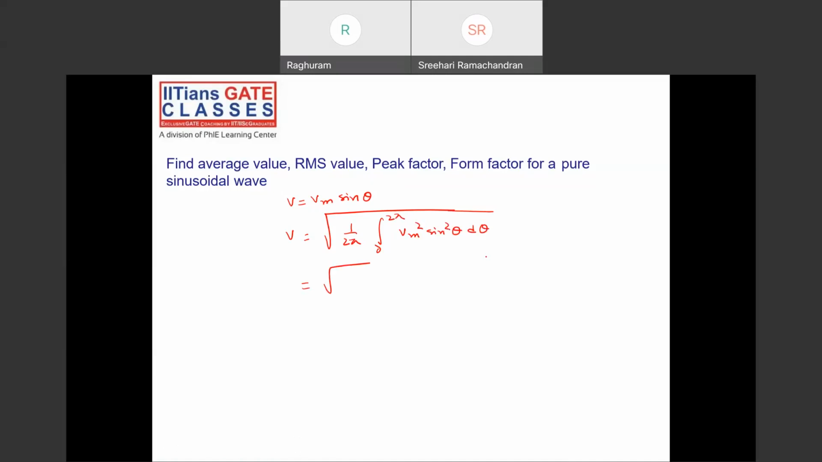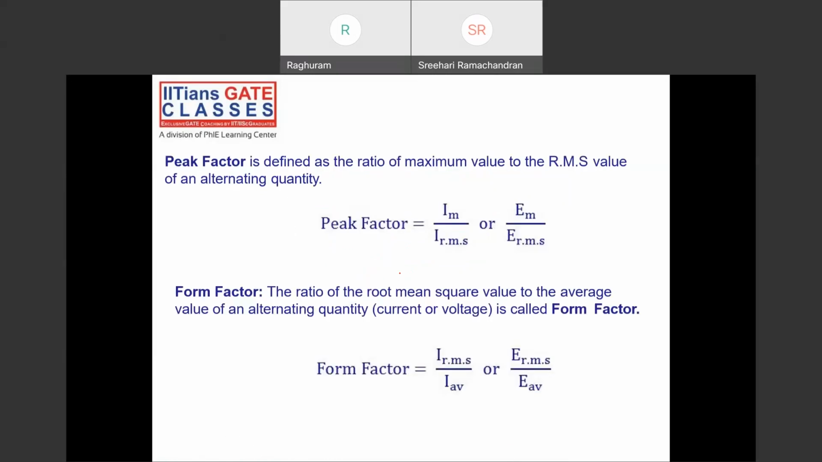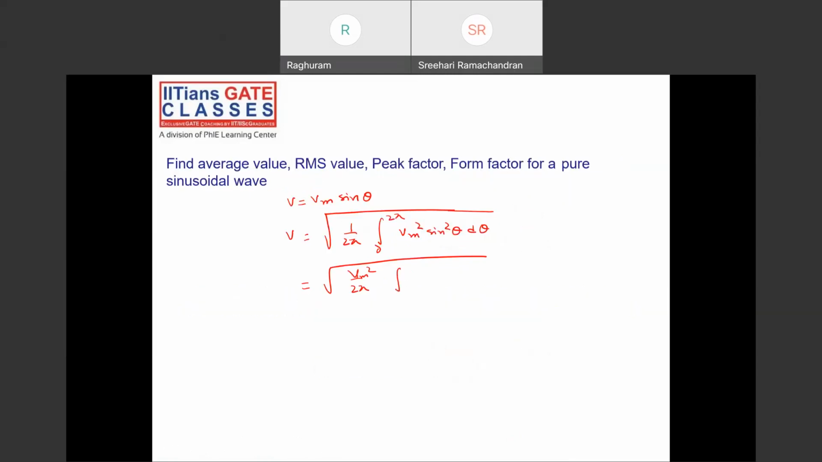This I can write as under root 1 by 2 pi, or Vm square by 2 pi. What is sine square theta? Sine square theta can be written as 1 minus cos 2 theta by 2. So the integral of 1 minus cos 2 theta by 2 d theta, and I can take Vm square by 4 pi outside.